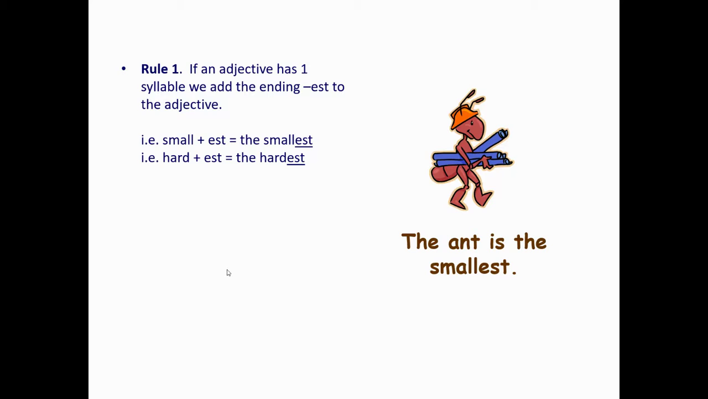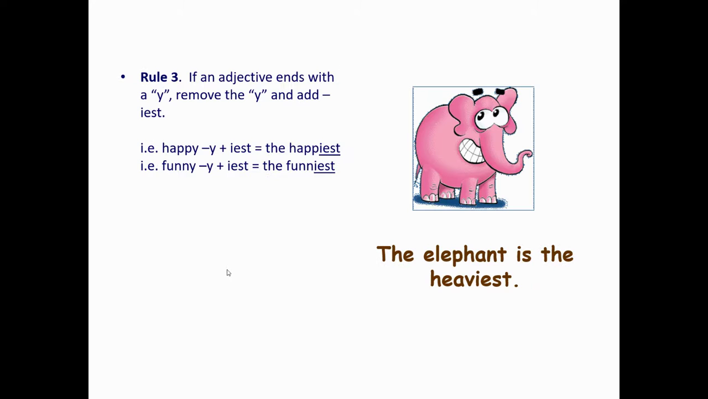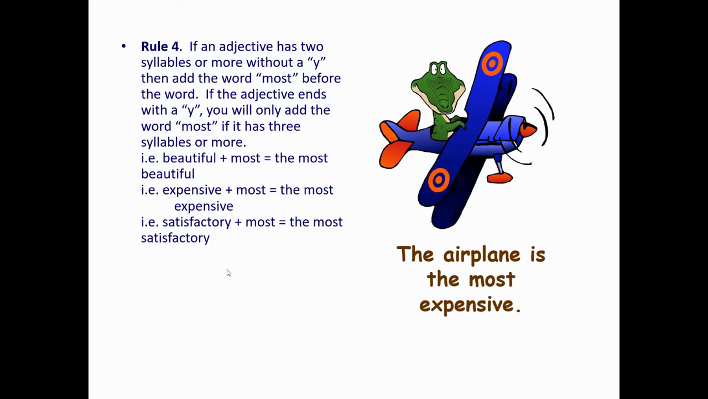So again, same rules as before. One syllable adjectives just get the EST at the end. Small, smallest. Hard, hardest. If it's one of those CVC words, like big and fat, you're going to double that middle consonant before you add your EST. Okay? If your adjective ends with a Y, change it to an I and then add your EST. So happy becomes happiest. Funny becomes funniest.